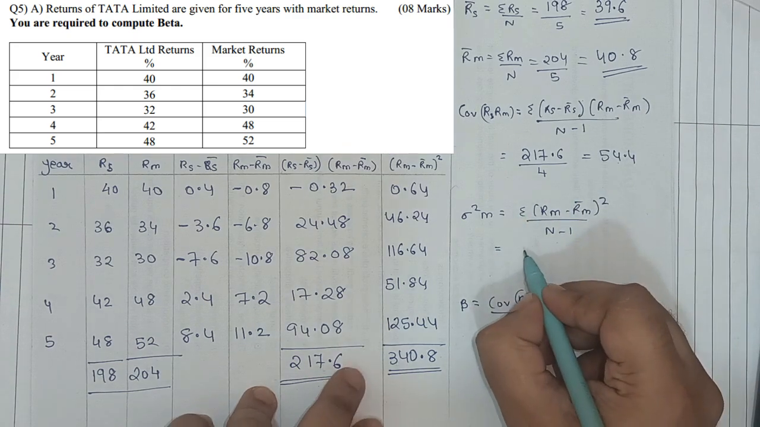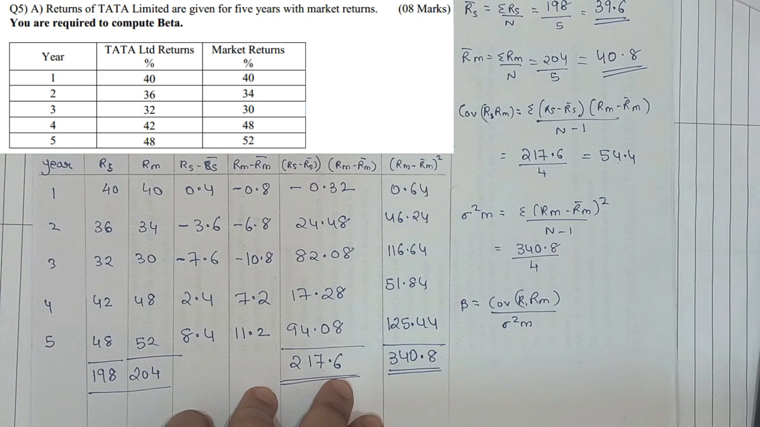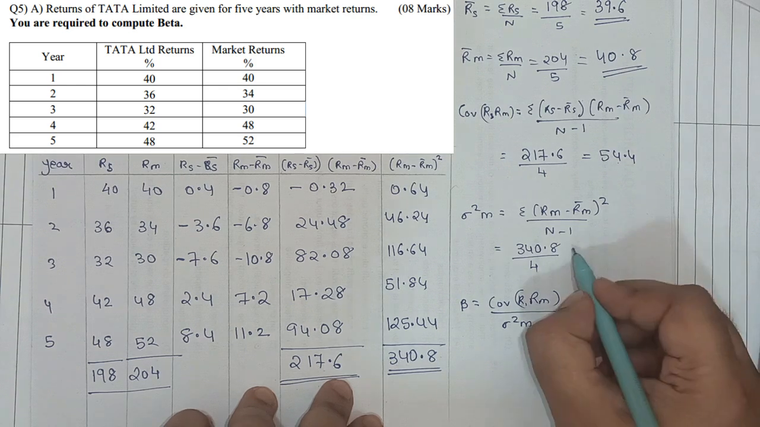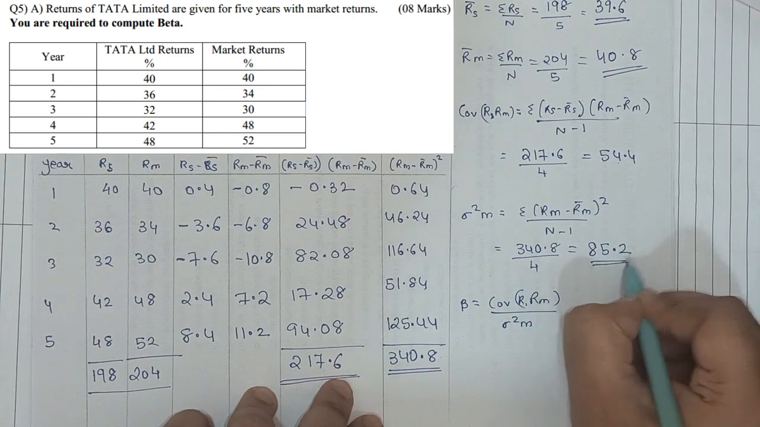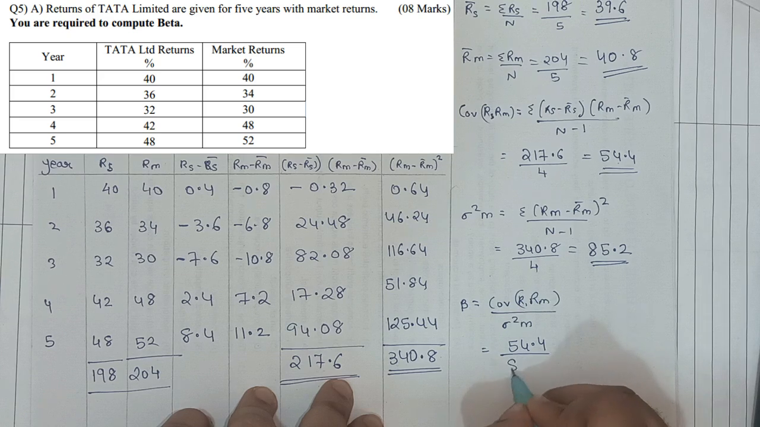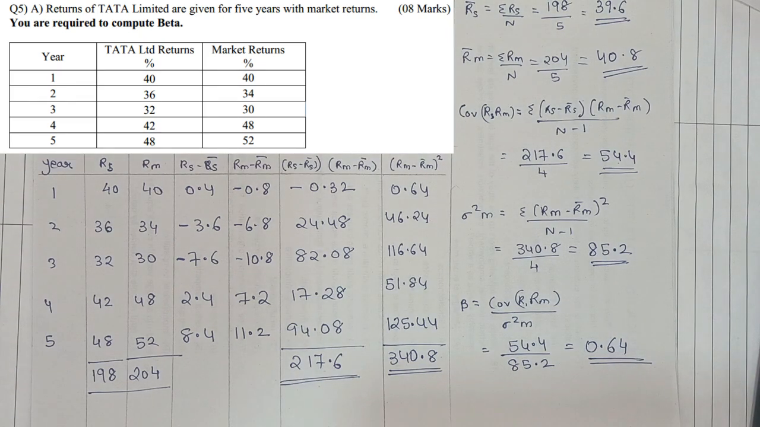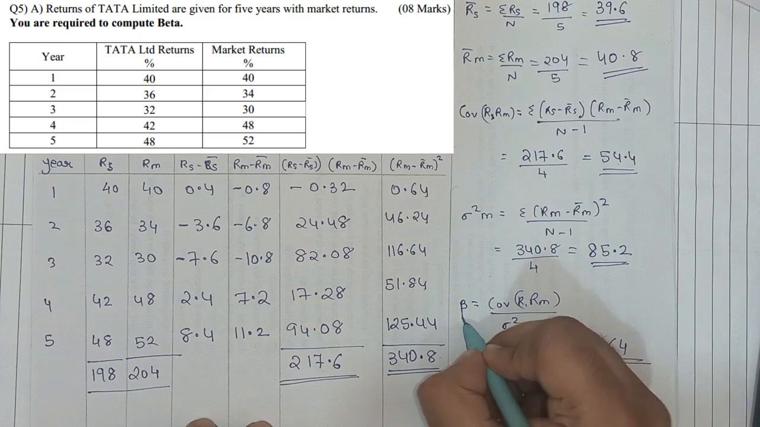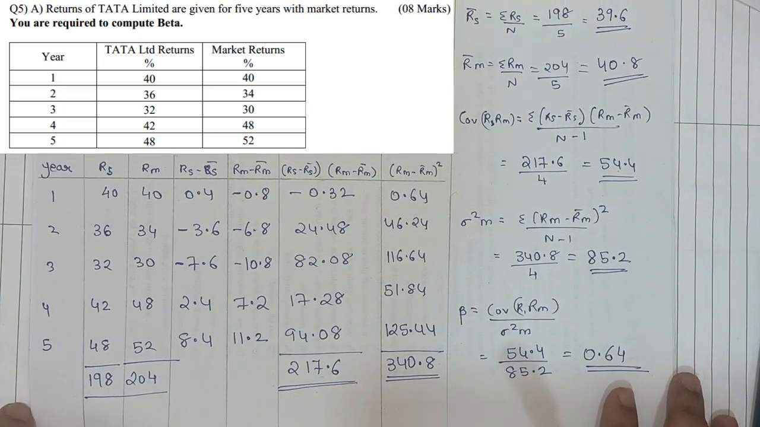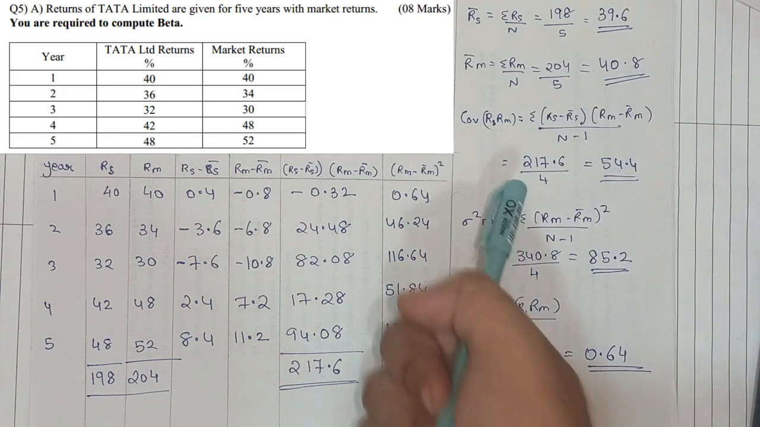Variance of the market, that is the last column's total, divided by 5 minus 1 is 4. So 340.8 divided by 4 is 85.2. Lastly, beta is 54.4 divided by 85.2, which comes to 0.64. So my beta is 0.64. This is how you all had to solve this particular sum, which was based on finding the covariance and beta. Basically they only asked you to find beta, so covariance comes with beta.